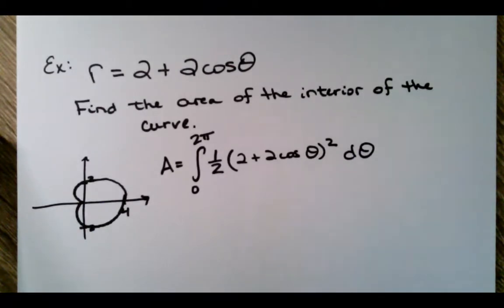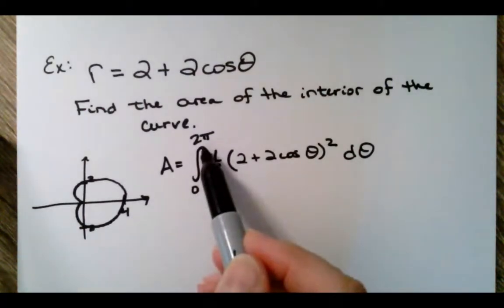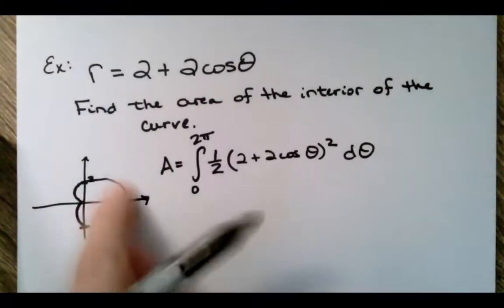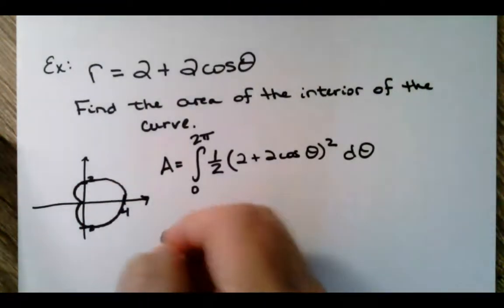Now, one of the main challenges of finding area with polar graphs is knowing where to start and where to stop. One of the other interesting things about polar graphs is that because of the symmetry that happens, there are multiple integrals that we could use to find the area inside this curve.